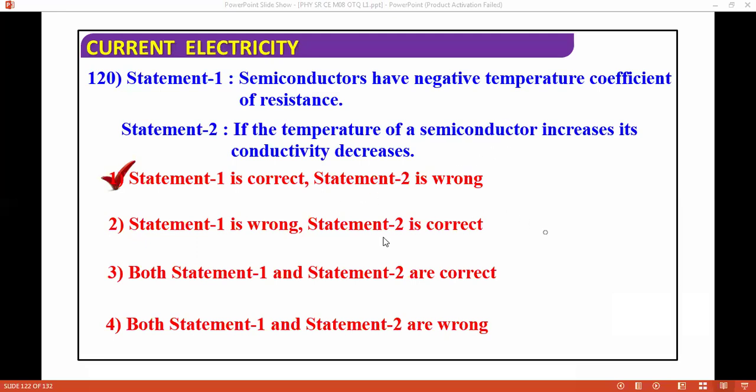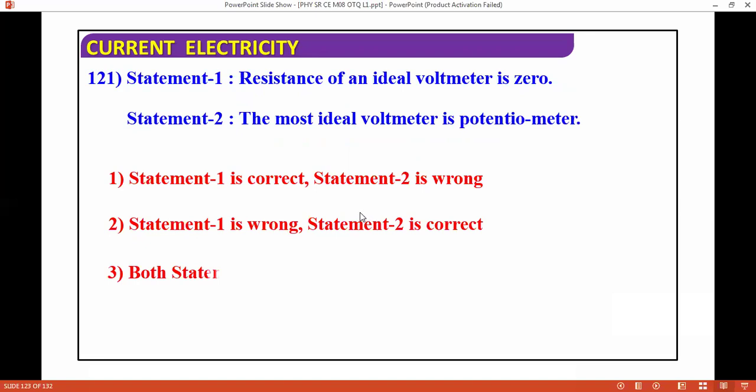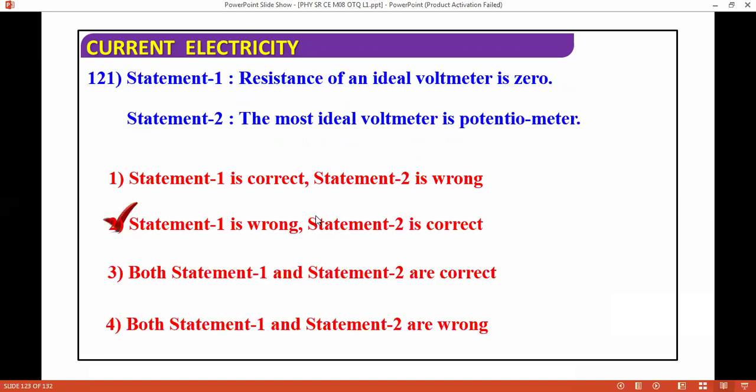Statement: the resistance of an ideal voltmeter is zero. How can it be? The resistance of an ideal voltmeter is infinite. So we are moving to the next question.